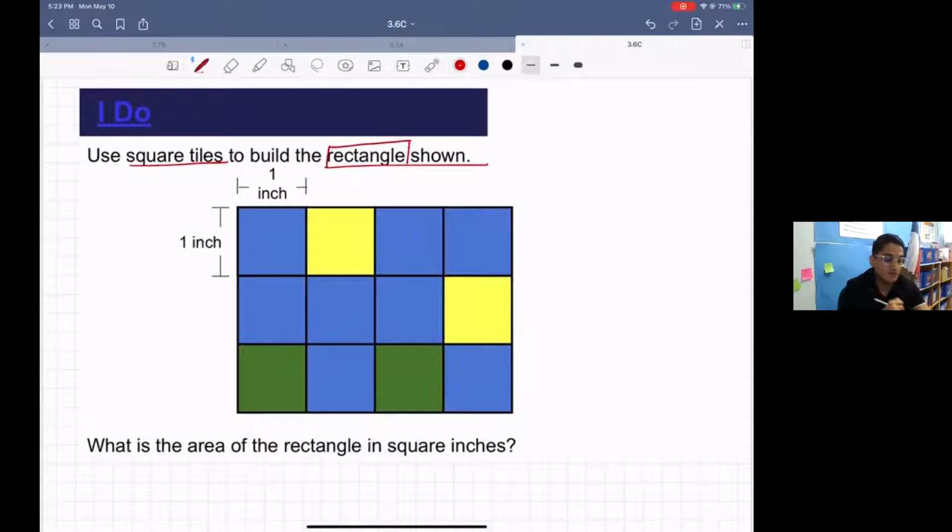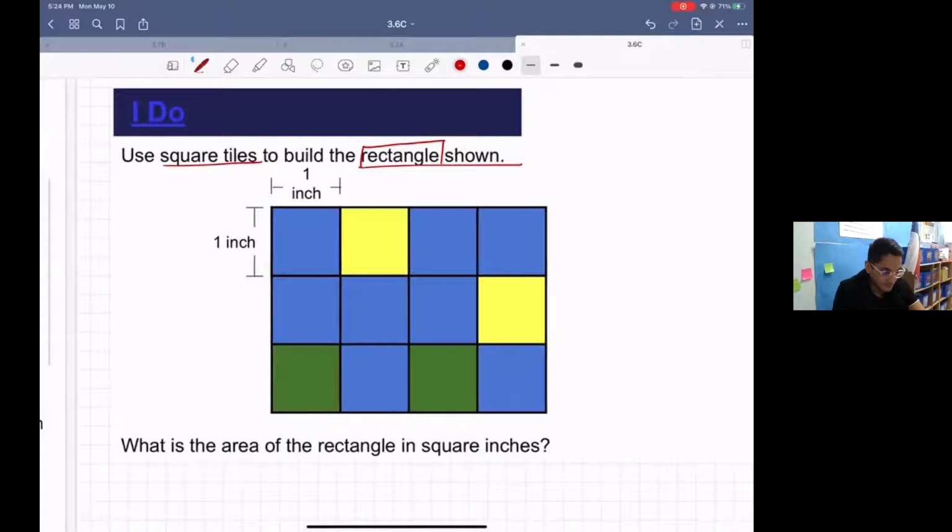Rectangle. Okay, so I know that a rectangle is formed by two sides that are bigger than the other two sides. So top to bottom are the bigger sides and the ones on the sides are smaller. Okay, so I know what a rectangle is. I remember that. Now let's see what else I see over here.